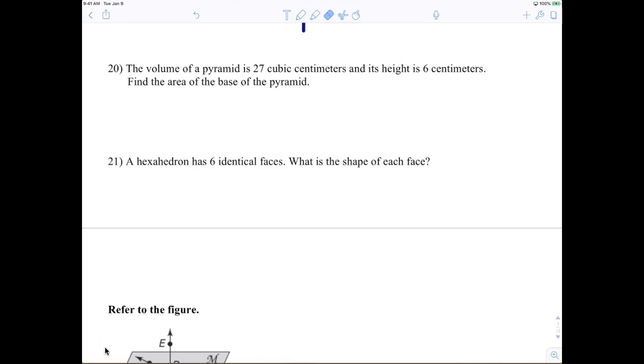The volume of a pyramid is 27 cubic centimeters, and its height is 6 centimeters. Find the area. So I'm sure everybody in here forgot the formula for volume of a pyramid, because you had to think back to 6th grade, 2nd semester. And what's the formula for volume of a pyramid, Charlotte? Do you remember? Yeah, volume equals 1/3 length times width times height. Beautiful.